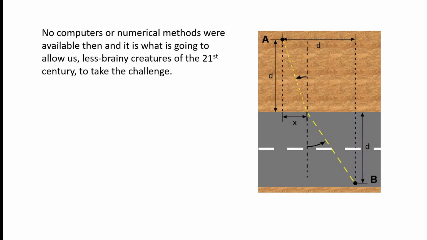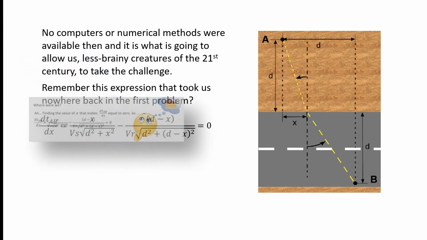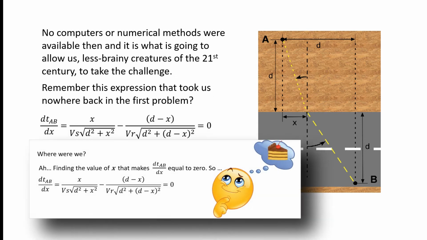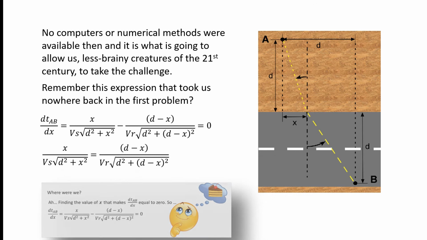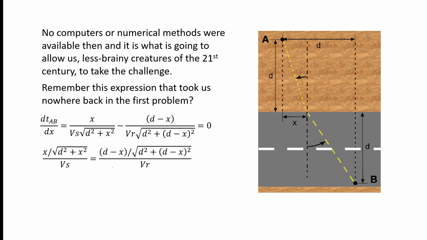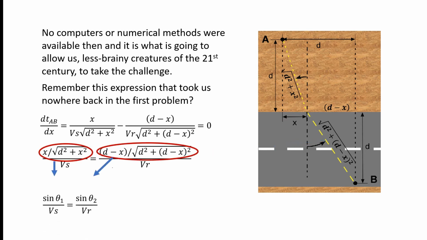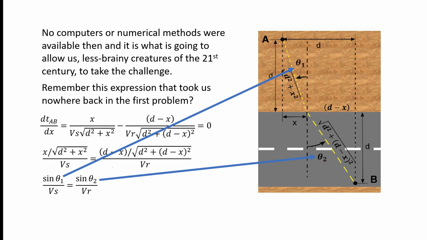No computers and numerical methods were available then. And that is what's going to allow us, less brainy creatures of the 21st century, to take the challenge. Remember this expression that took us nowhere back in the first problem? This one, we can rearrange it like this, and like this. And look at the distance traveled on the sand, the complement to x, and the distance traveled on the road. These two expressions are the sines of these two angles, theta 1 and theta 2.